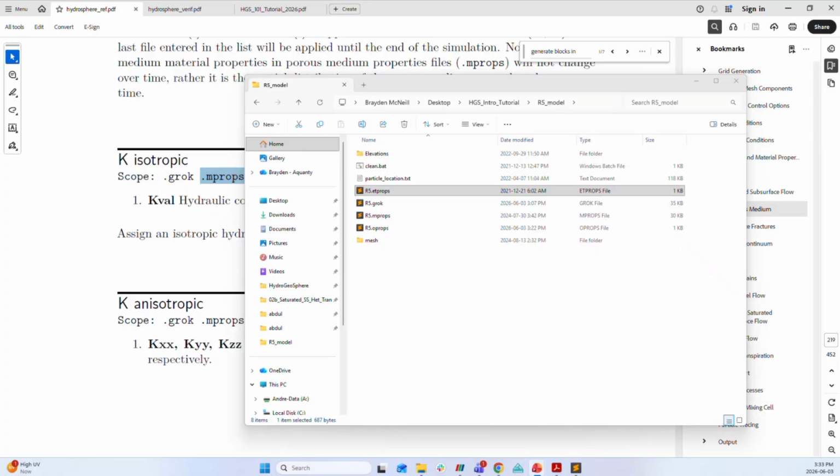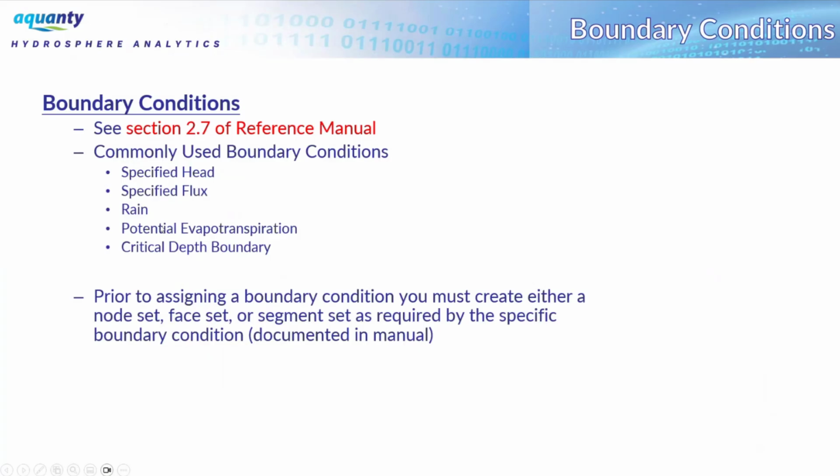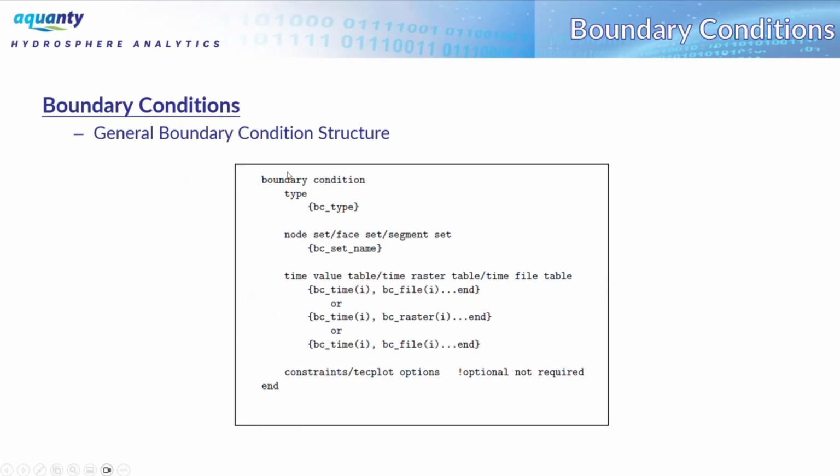Then the actual functional sort of approach to defining a boundary condition becomes quite simple. It always follows this pattern where you have the boundary condition command, which is a command block. It has to be ended. Within the boundary condition command block, you will always define the type and either a node, face, or segment set. And most of the time, you will also define a time value table or a time raster table. We also typically recommend applying some options or constraints, although they're not necessarily required.